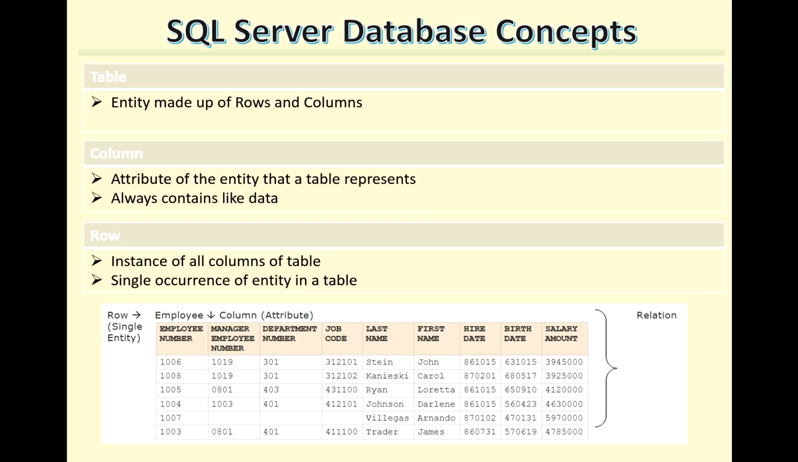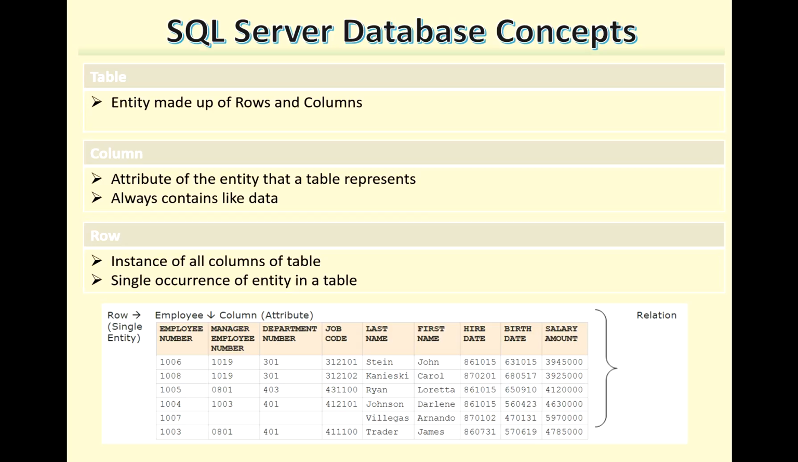Now a table. So we were talking about tables all the time. A database consists of tables. What do tables do? Tables are basically used to store the data, right? And tables consist of rows and columns. Okay, a table is an entity.